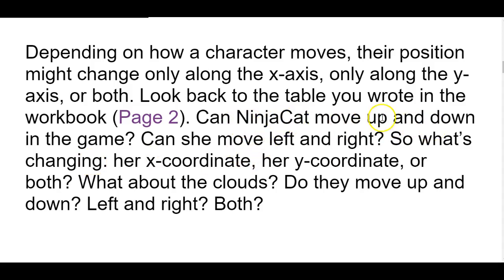It says, can Ninja Cat move up and down in the game? The answer is yes. She jumps, right? And can she move left and right? Yes. So what changes about her is her x-coordinate and her y-coordinate, or sometimes both. She can change both of those things.